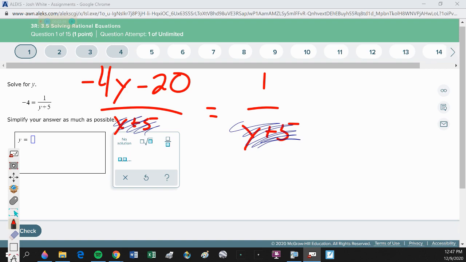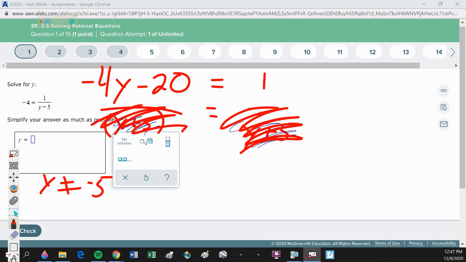But that does create a little bit of a problem. We are not allowed to divide by 0. Right? Dividing by 0 does not exist. There's no such thing as dividing by 0. So, I need to look at this and ask, what number makes that 0? What number for y would make y plus 5 equal 0? Negative 5. So I kind of need to remember that y is not allowed to be negative 5. And then I can throw this away.